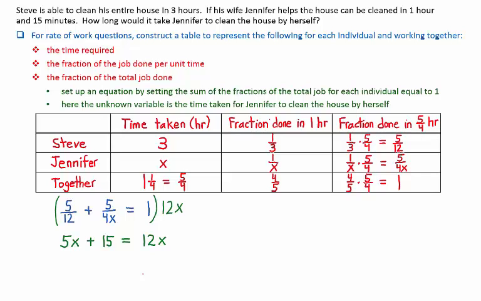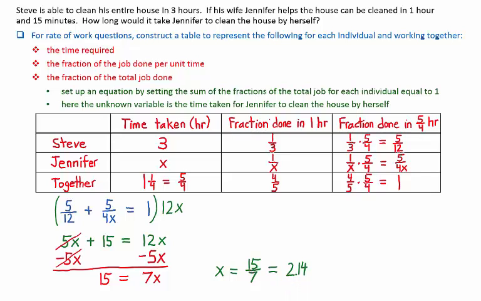We then have to move all terms with x to one side of the equation. I will move the 5x over to the right side by subtracting 5x from both sides. This gives a result of 15 equals 7x. We would then divide both sides by 7, giving a result of x equals 15/7.